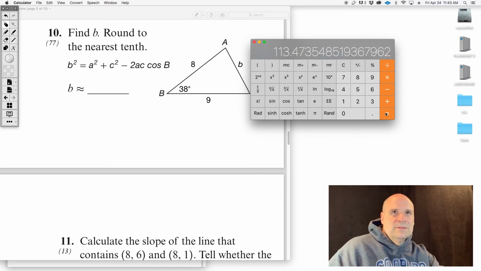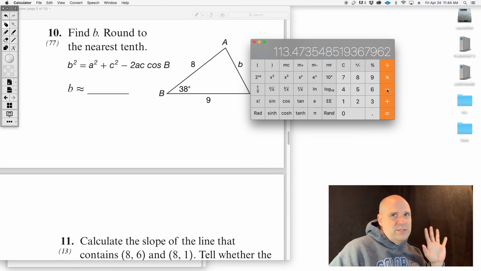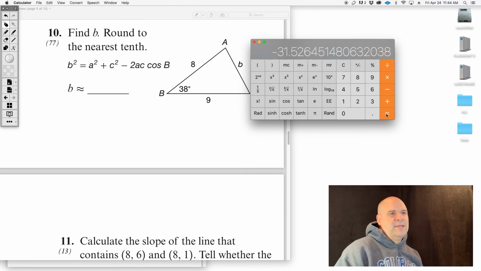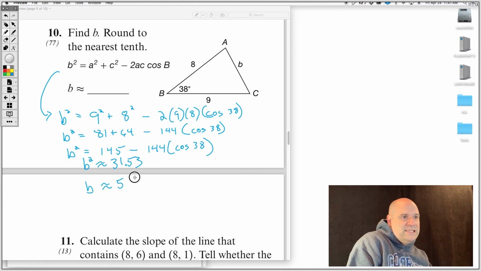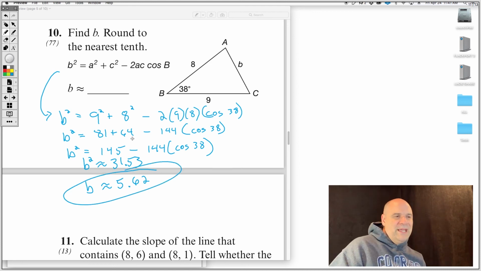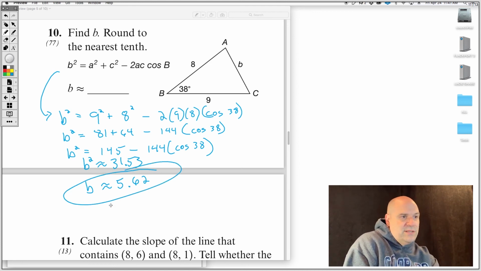Okay, so now I'm gonna do something crazy. I'm gonna do the subtraction backwards. So I'm gonna subtract 145 and then I'm just gonna negate my answer. So this is the same thing as saying 145 minus all that. So instead of negative 31.53, I'm gonna say positive 31.53. Okay, so now I'm gonna square root it to give me approximately 5.62-ish. And it says round to the nearest tenth, I guess. So we're gonna say B is approximately 5.6.